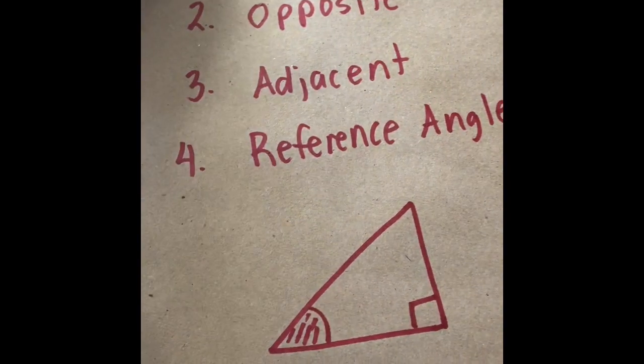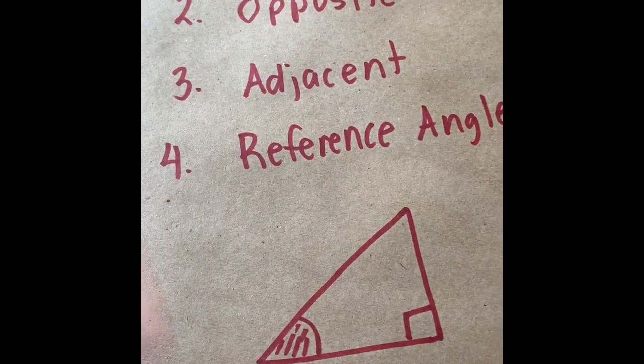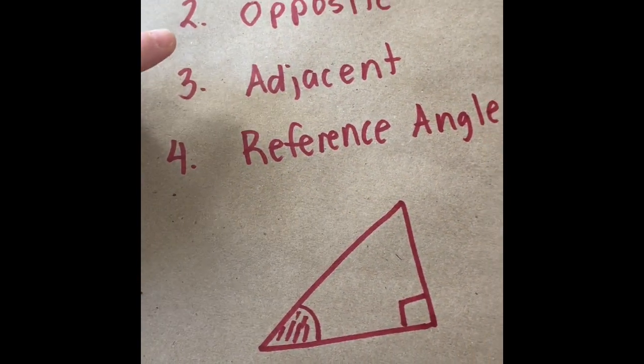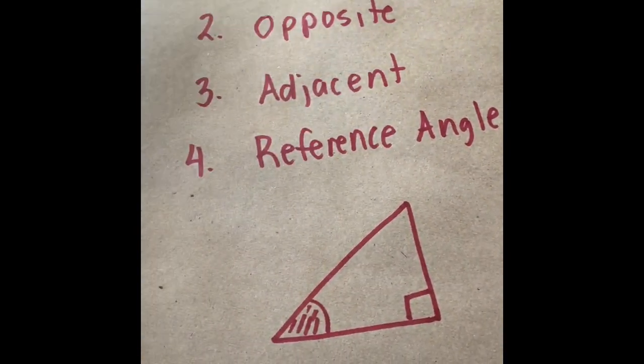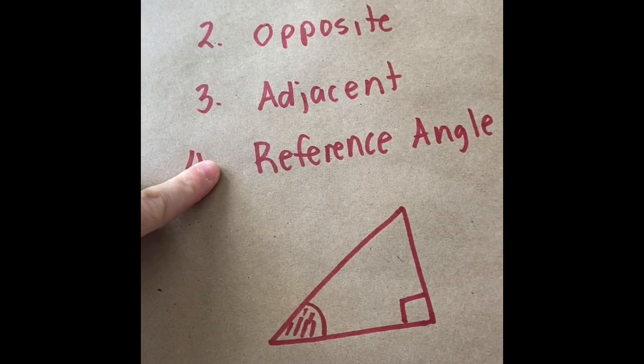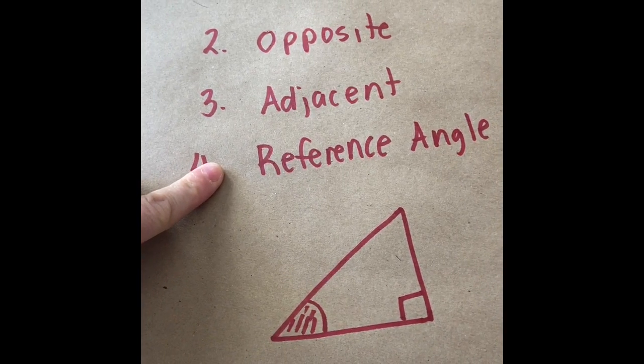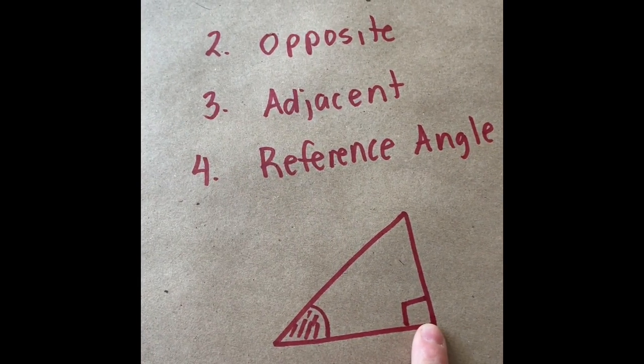So on the first page, there's a red box, and it tells us that there are 4 things we need to know. We need to know the hypotenuse. We know that already. We need to know the opposite side. We need to know the adjacent side, and we need to know the reference angle. So hypotenuse, we've got that already. Reference angle just means which angle inside the right angle triangle is important.